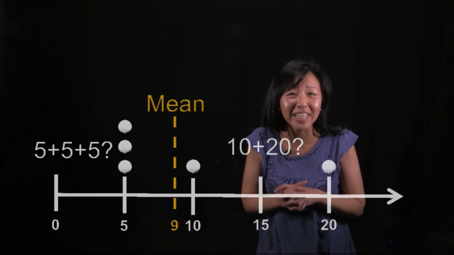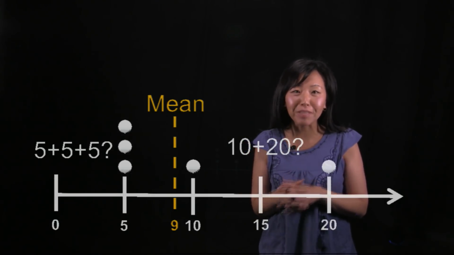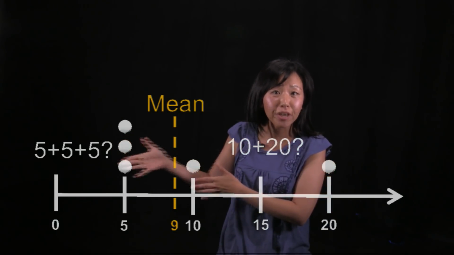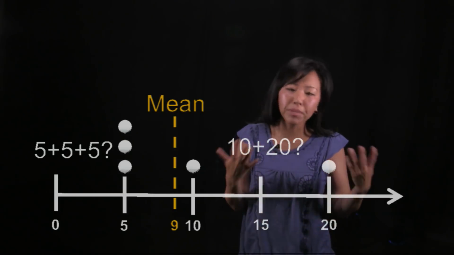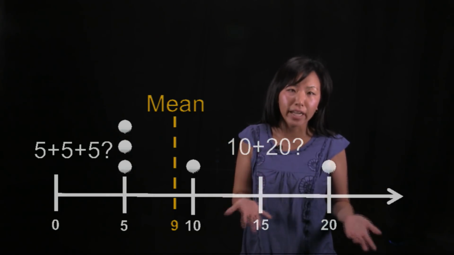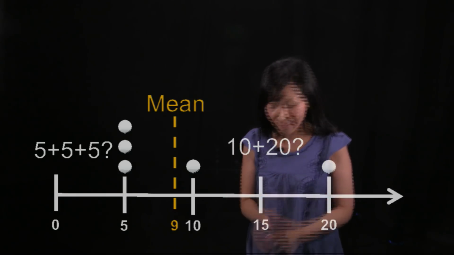And unfortunately, that's going to be the case in every single distribution because small numbers, when you add them together, are going to be smaller than large numbers when you add them together, right? Okay, so the mean does not balance the values. What does it balance?